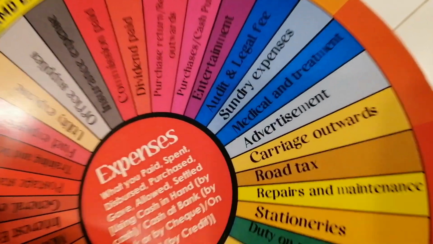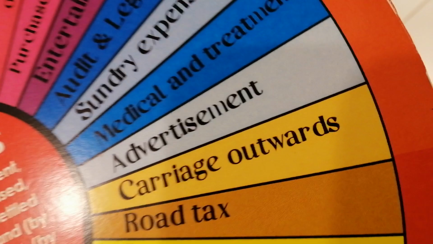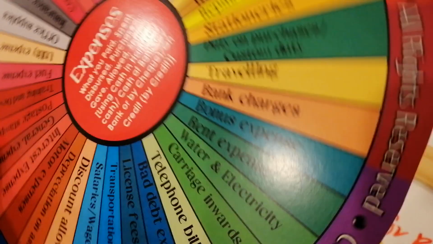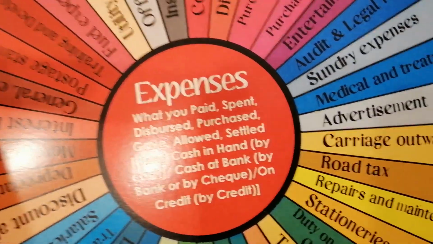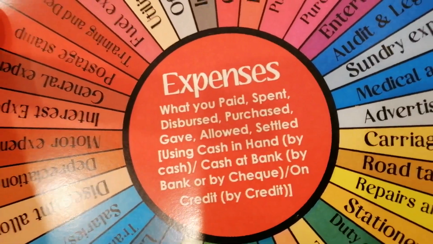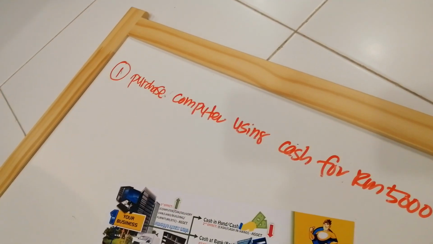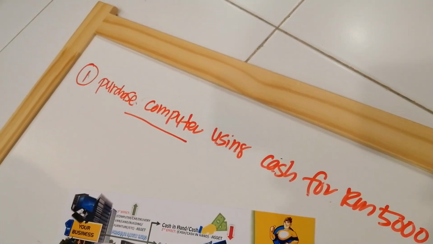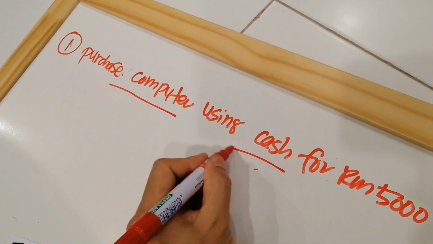Every day you spend your time to check expenses, advertisement expenses, carriage outward expenses, road tax expenses, repairs maintenance expenses. Kalau you berjaya to look at this and then also the items and also the category ni, means you hebat. You tak ada problem to check here. Sebab you akan nampak the first item here is computer. And the second item here is cash.